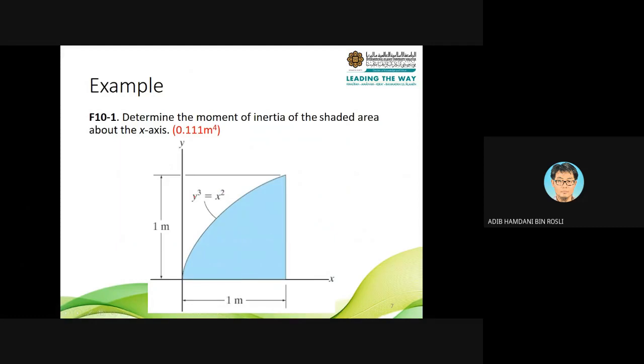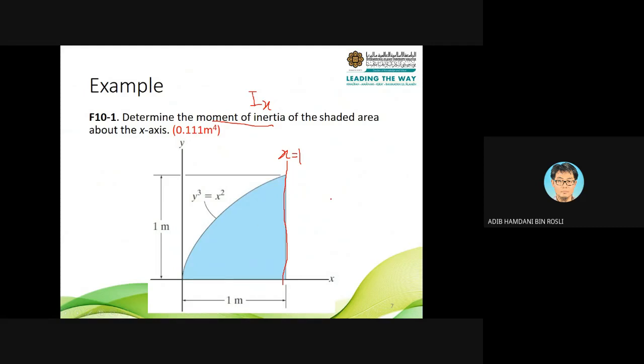Fundamental 10.1. The question asks you to find the moment of inertia of the shaded area about the x-axis. So is it Ix or Iy? It is Ix, isn't it? This area is defined by y cubed equals x squared, and then it's bounded by x equals 1 and the x-axis. Remember your calculus or your math.